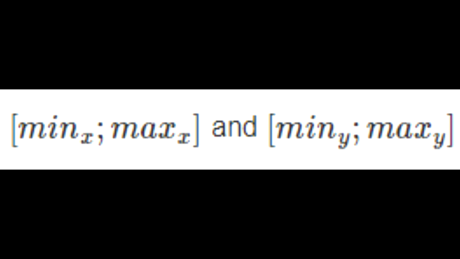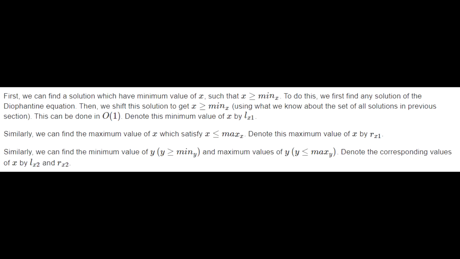So now let's assume that we want to find the values constrained to an interval. We're given min x and max x as an interval of our x values, and min y and max y as an interval of our y values. So now we need to find solutions between these intervals. So how do you solve this problem? Well, what you could do is find the minimum value of x that's greater than or equal to the left side, min x, which is the left interval. We could do this with finding any solution to the Diophantine equation we discussed earlier.